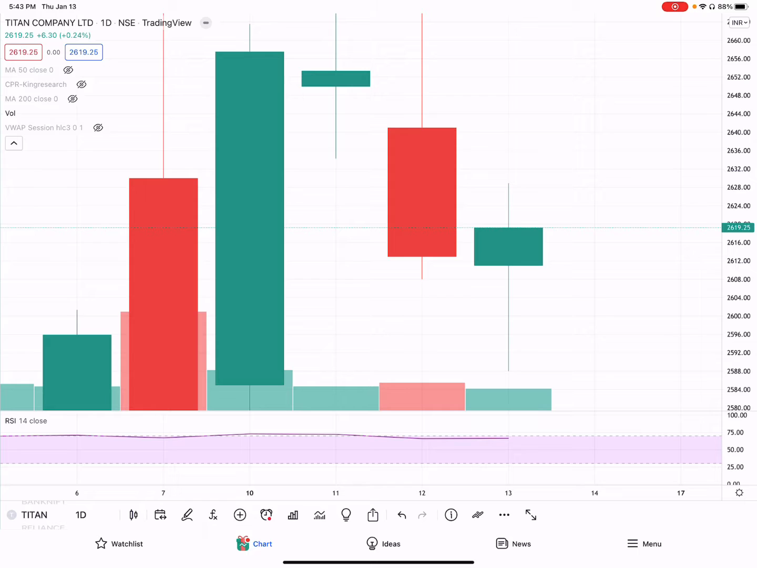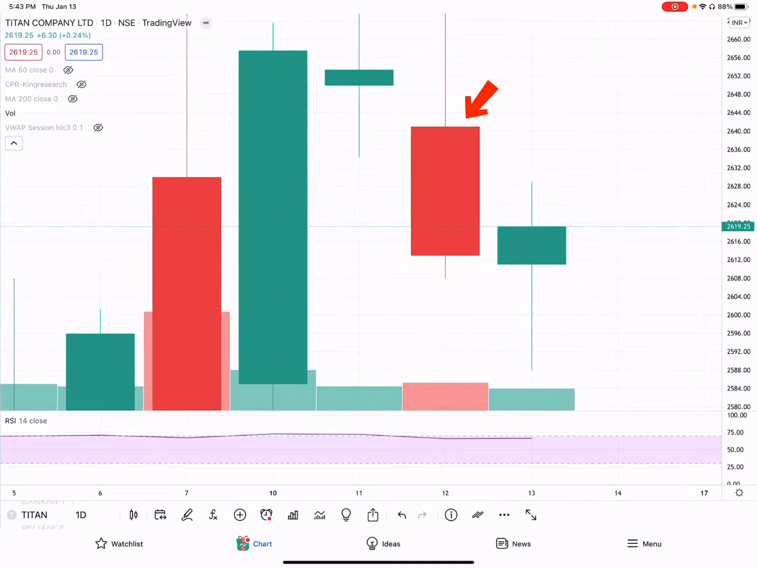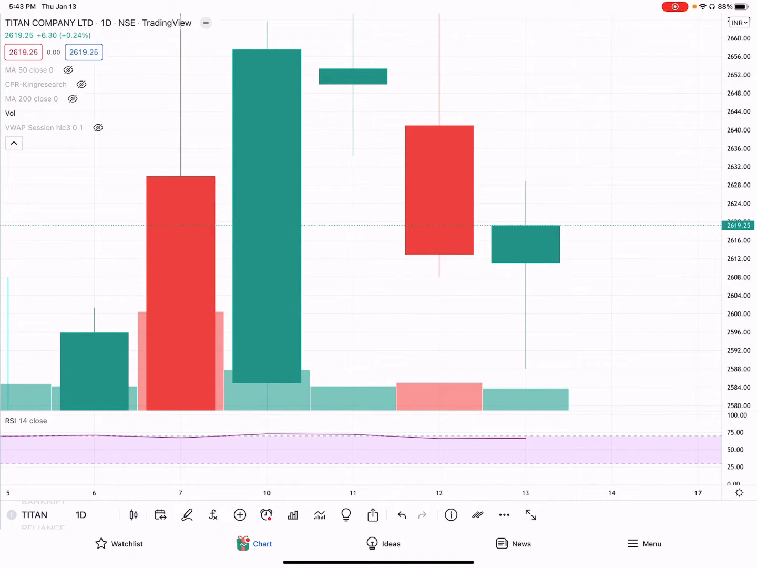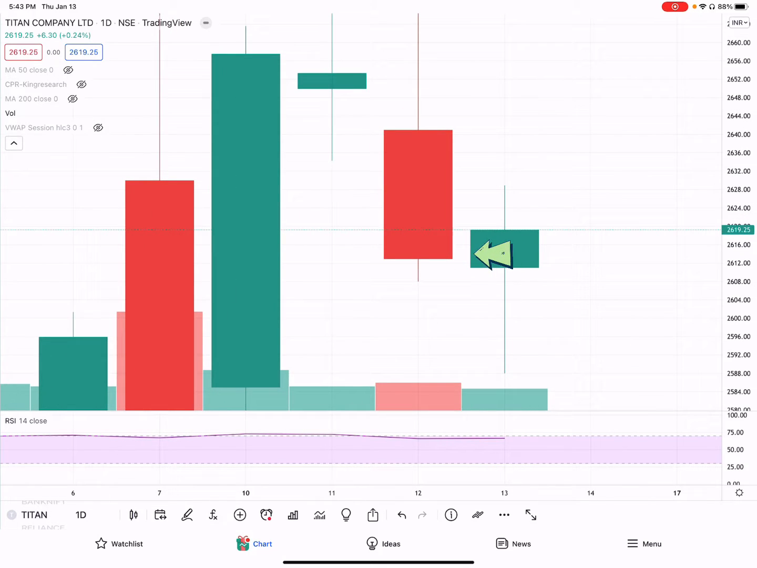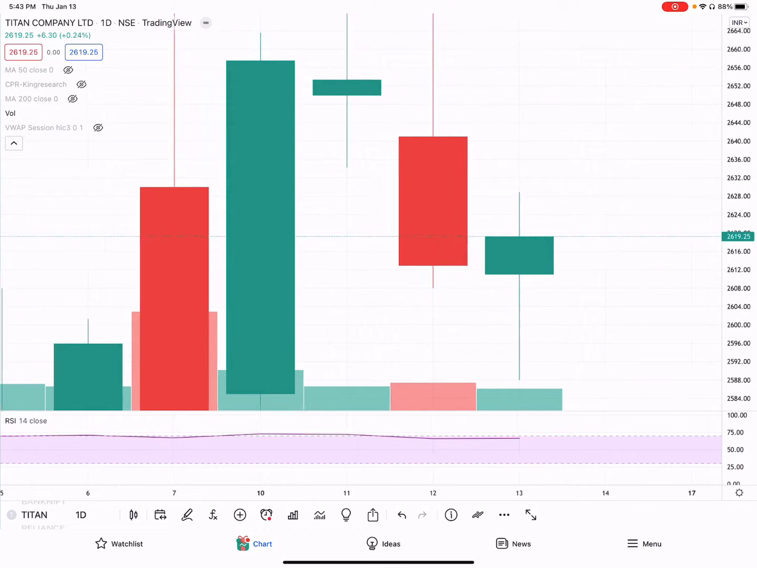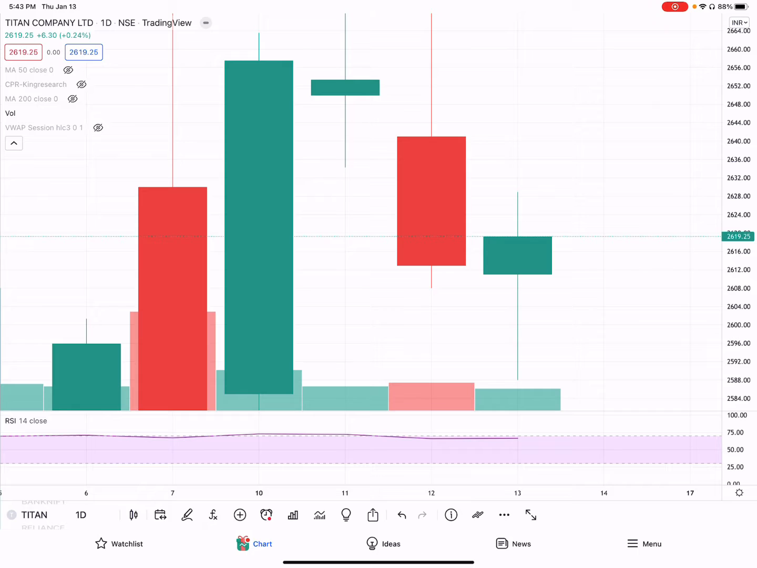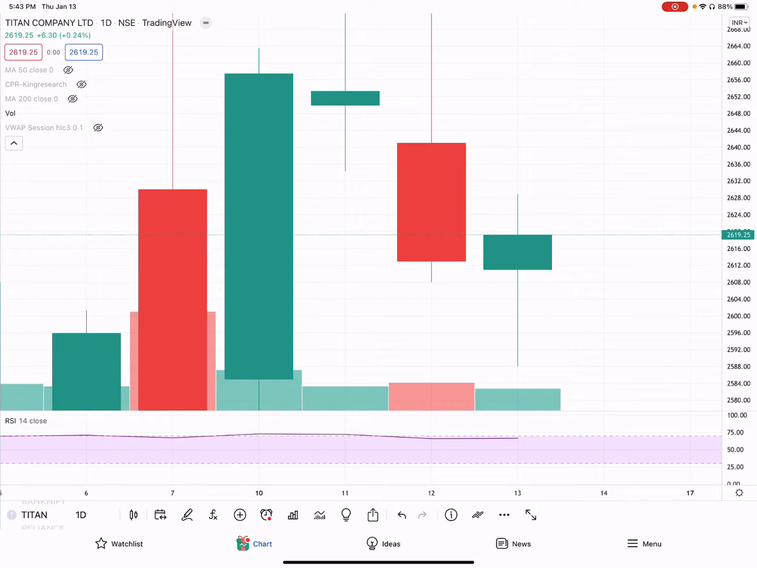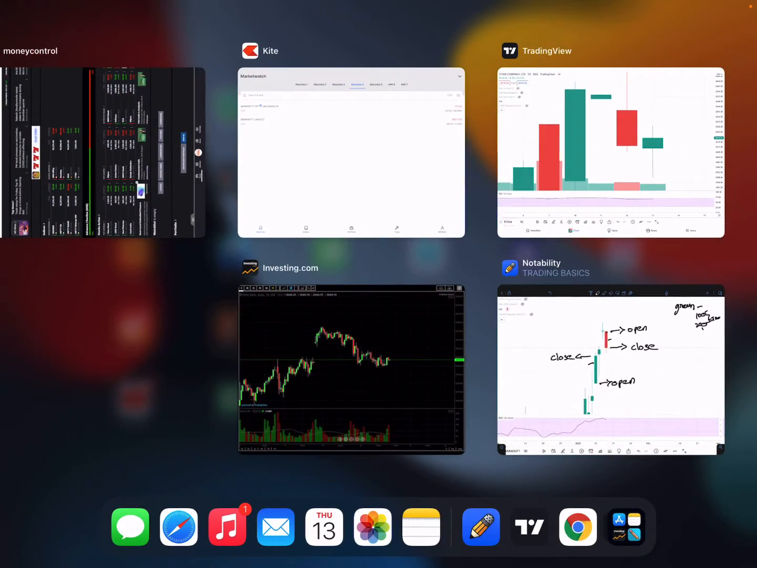Now let's understand the previous candle. It opened somewhere close to 2,636 and closed at 2,612. That means it has a loss of some 25 or 30 points. That means it's a bearish candle, and it is represented in red. Let's go back to the video.